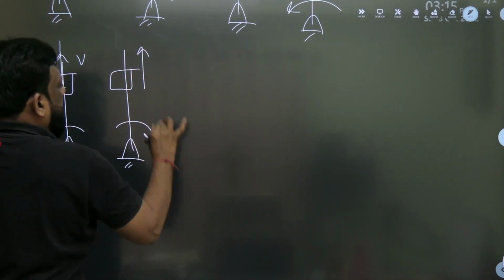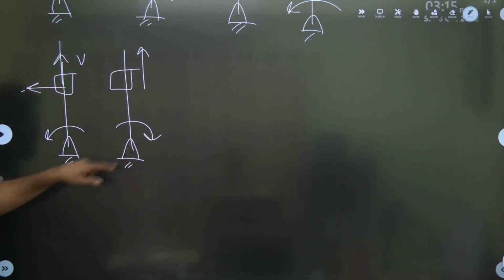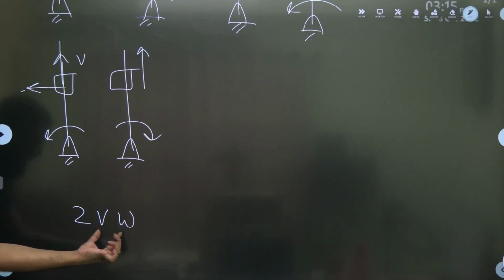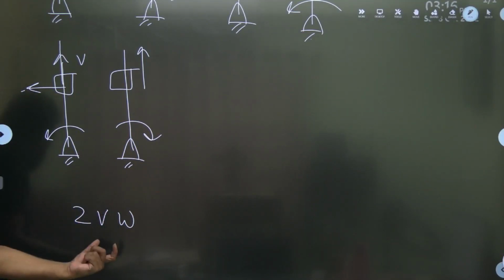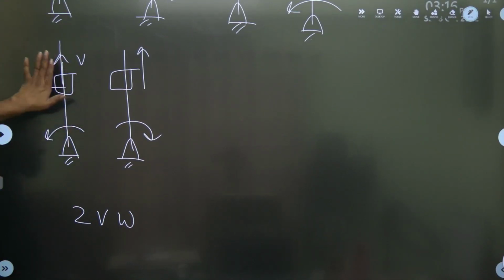Like this, clockwise. What is happening, sirs? V is the same, omega is opposite. So 2V omega. If both become negative, negative into negative is positive. Positive means same. If V is downwards and omega is clockwise, it will be in the same direction.